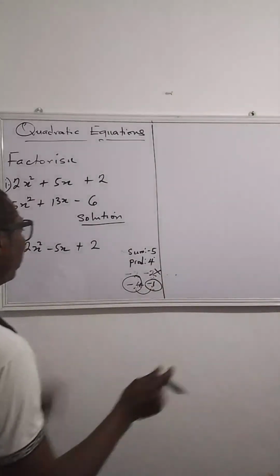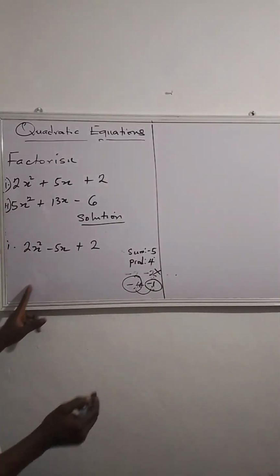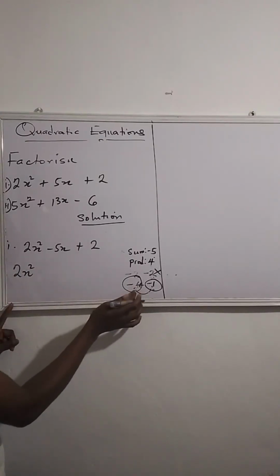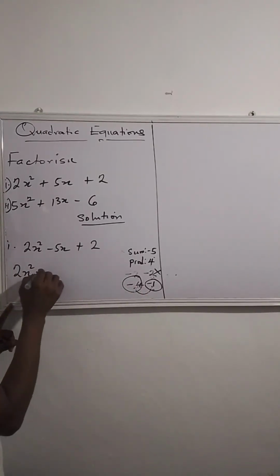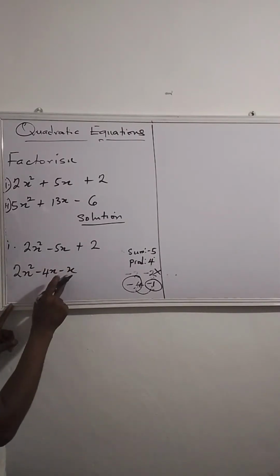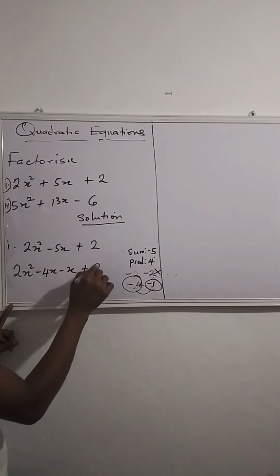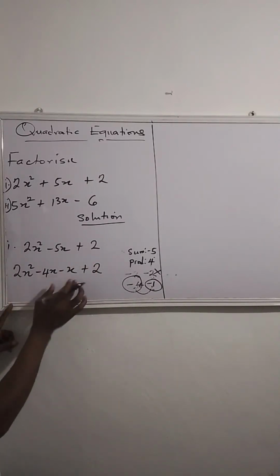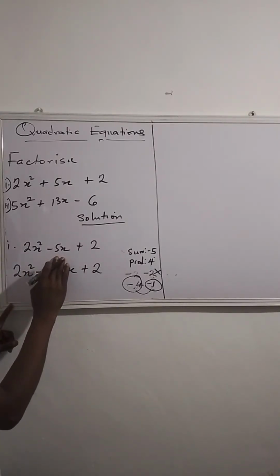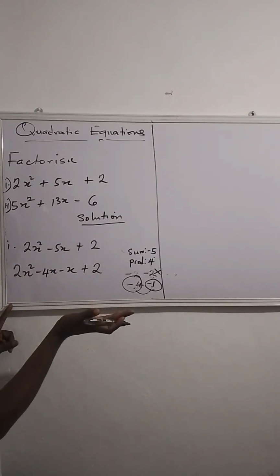So now this expression turns to 2x squared, and then you just write the middle term using the coefficients we found: minus 4x minus 1x plus 2. You can see now if you add this minus 4x and minus x together, you have minus 5x. So you have not done anything new.